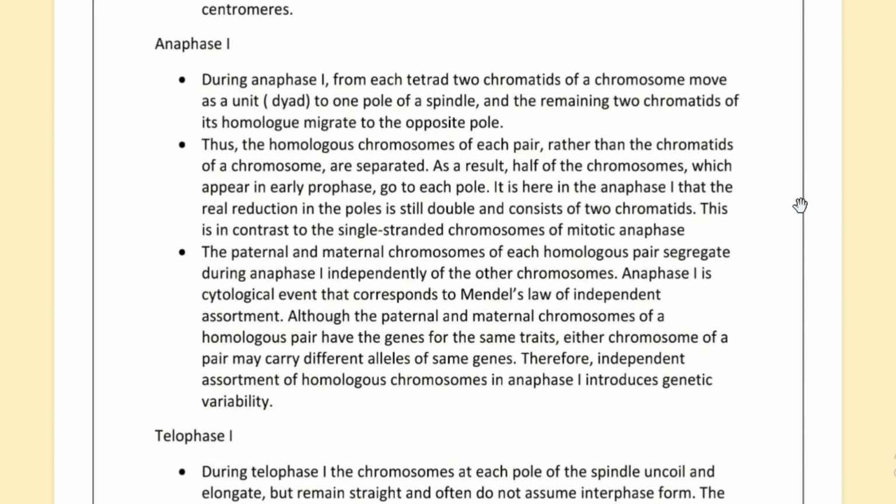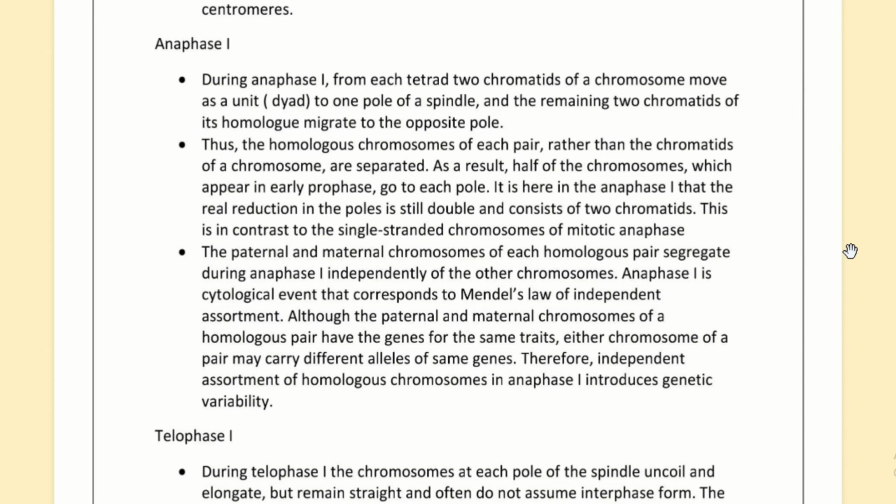Then we have anaphase 1. During anaphase 1, from each tetrad, two chromatids of a chromosome move as a unit to one pole of the spindle, and the remaining two chromatids of its homologue migrate to the opposite pole. Thus, homologous chromosomes of each pair, rather than the chromatids of a chromosome, are separated. As a result, half of the chromosomes which appear in early prophase go to each pole. It is here in anaphase 1 that the real reduction occurs. Each chromosome at the pole is still double and consists of two chromatids. This is in contrast to the single-stranded chromosome in the mitotic anaphase.